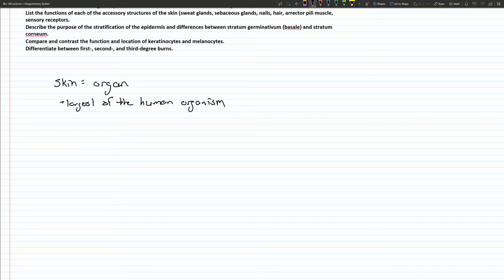And it's approximately 10 to 20% of your body weight. So it's pretty heavy itself. The skin, with all of the accessory structures, nails, hair, your glands, makes up the thing called the integumentary system. Okay. Skin itself, we're just going to talk about the structure.